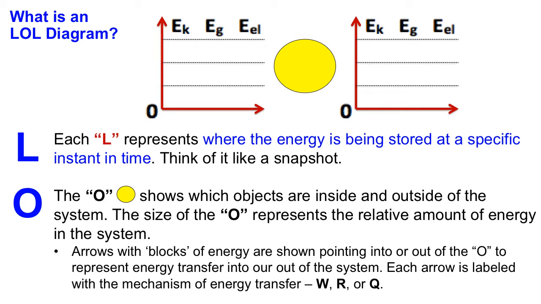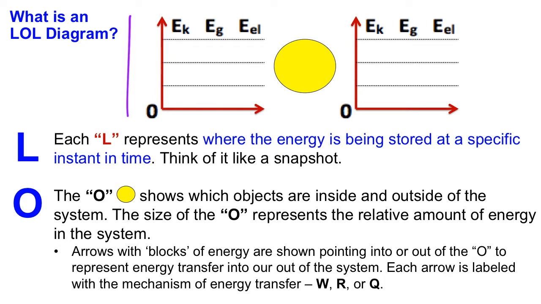Now, each L in the LOL diagram shows us a specific moment in time. It's like if you could take a snapshot and then take a look at where the energy is being stored at that moment in time. If we take a look at our first L right here, we have a little axis, and we're going to eventually create little bar graphs here showing which of the storage areas we have energy being stored in and maybe which we don't.